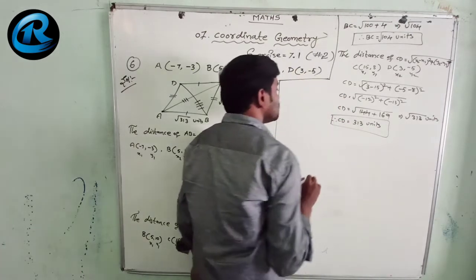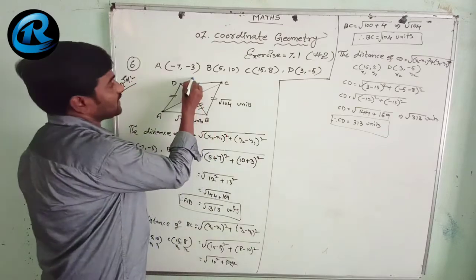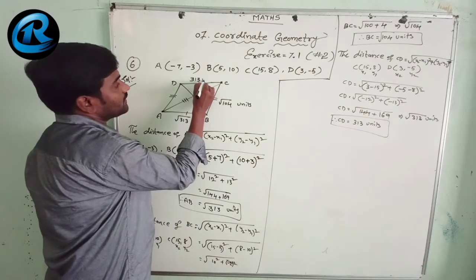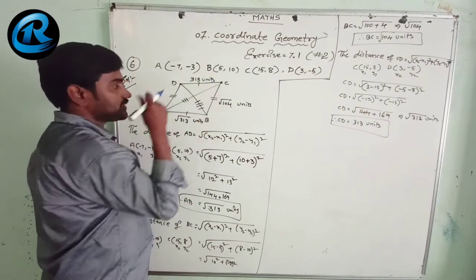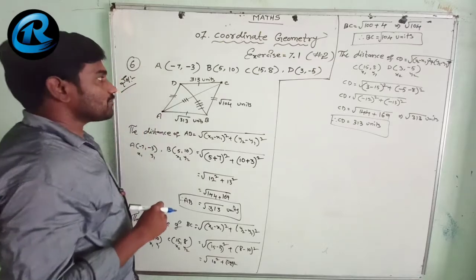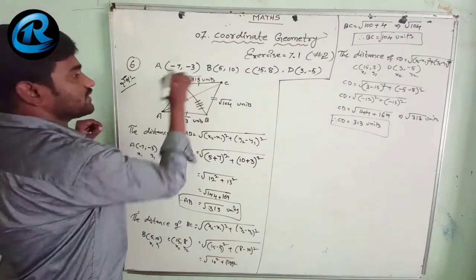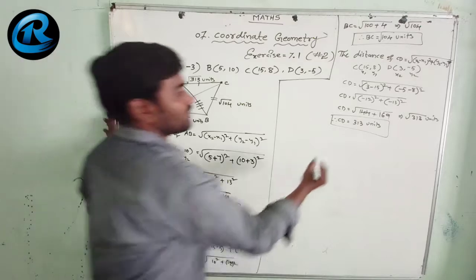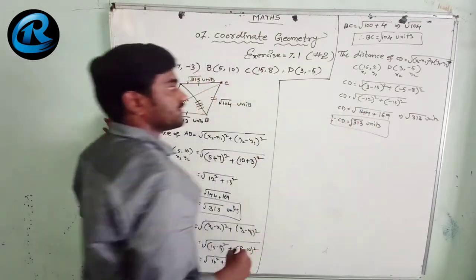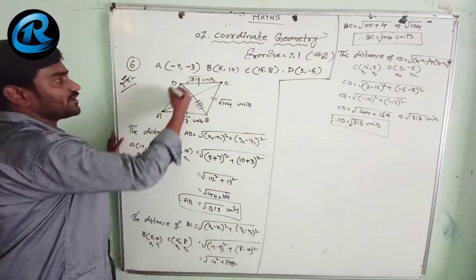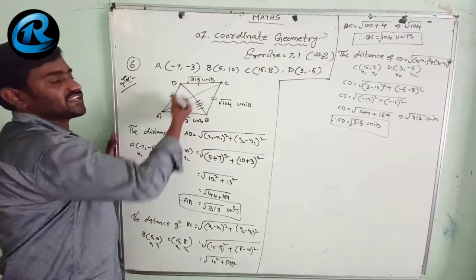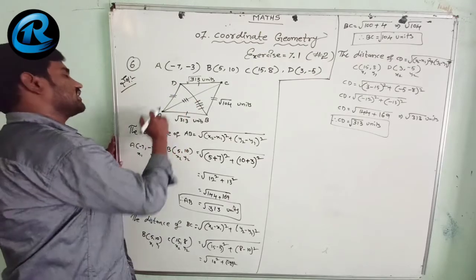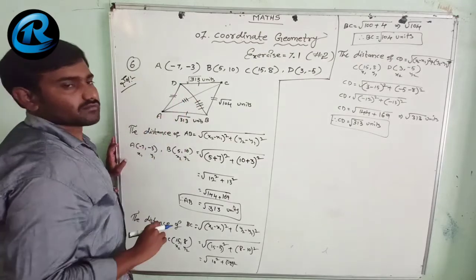So you got it as under root of 313 units. Now let us find the AD distance or DA distance. That is our question. Either you can take AD or DA.